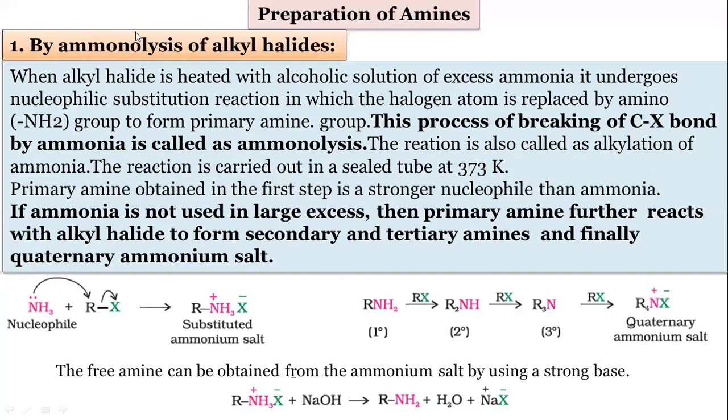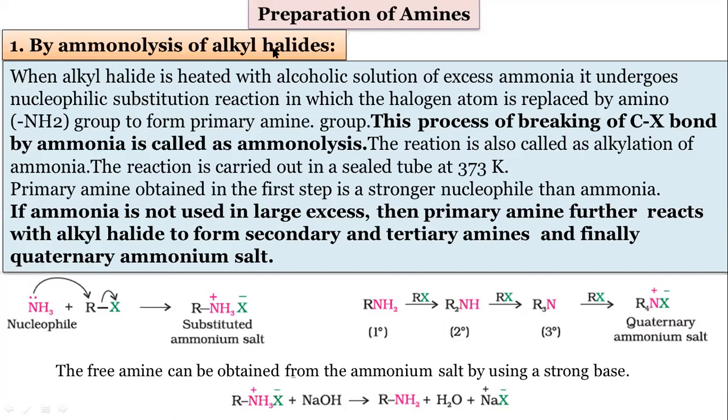Ammonolysis means what? Ammonolysis is nothing but the process in which this C-X bond is broken. The bond between this R and X, that is called the C-X bond, is broken by the ammonia. Such a reaction is called ammonolysis. It can be asked for 1 mark: define ammonolysis. So ammonolysis is nothing but the breaking of this C-X bond by using excess of ammonia.